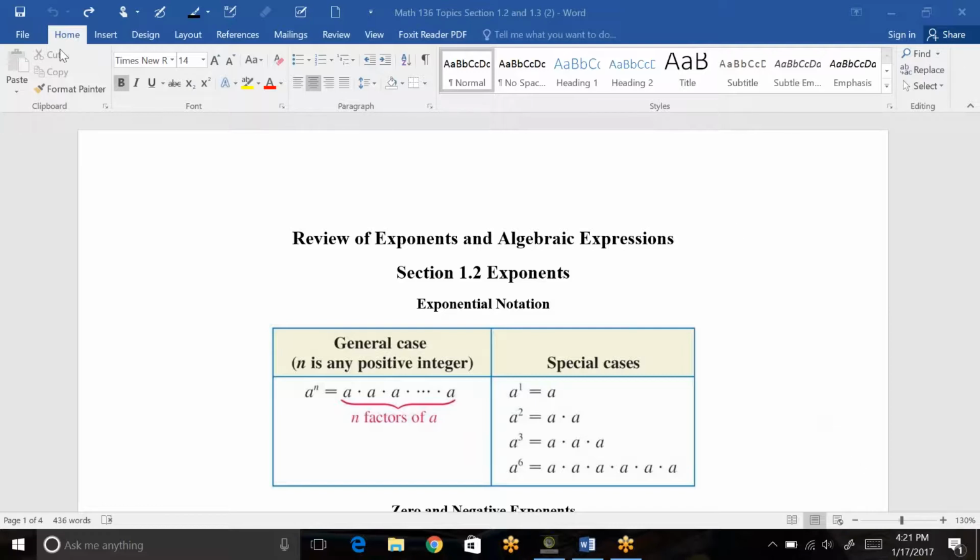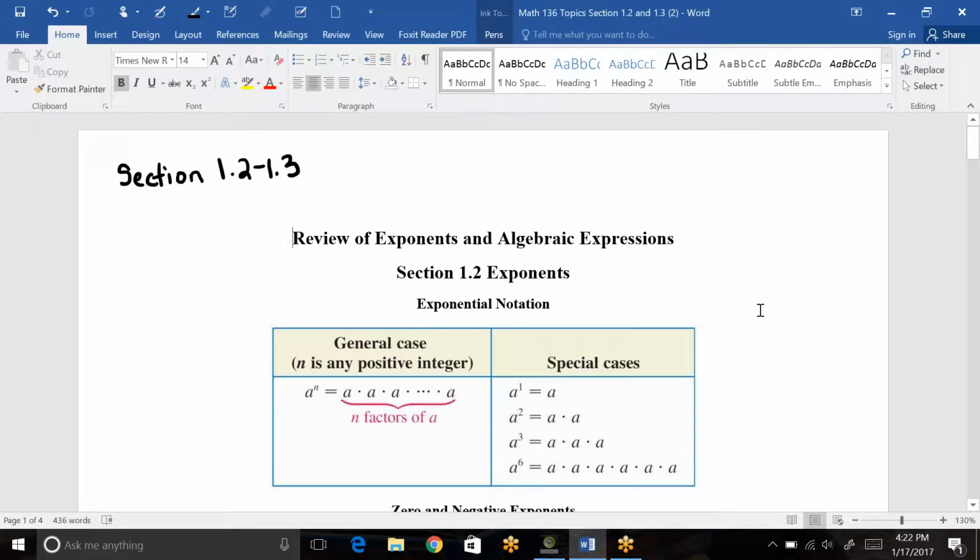Okay, this is a section 1.2, 1.3 pre-video. These are materials or items that are considered review for Math 136, but we cover them anyways just to kind of get everybody up to speed and on the right path to hopefully being successful this semester.